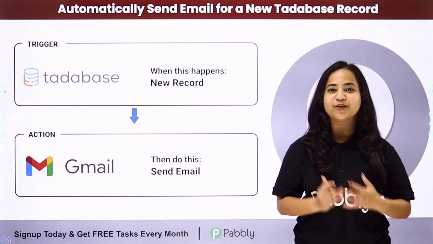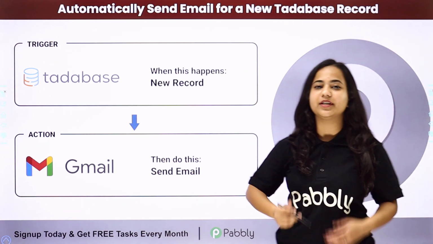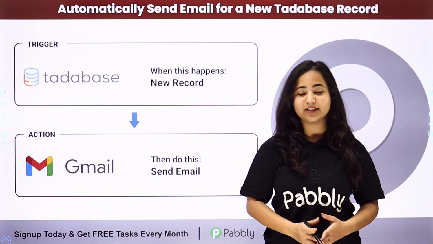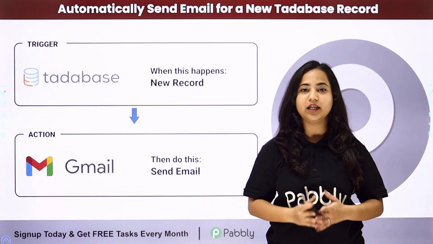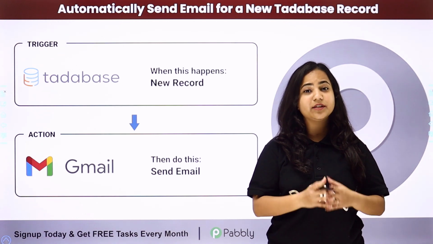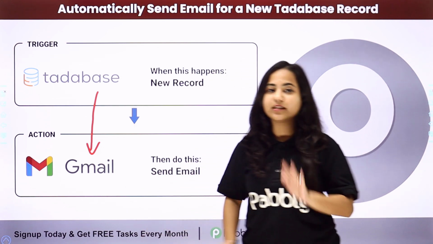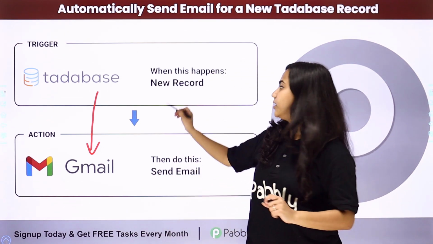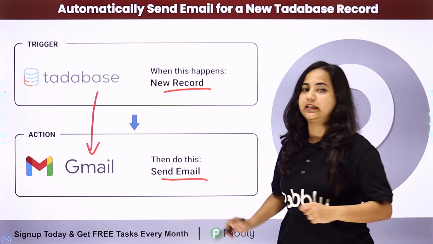Today in this video we are going to see how to automatically send email for a new Tadabase record. So here my objective is that whenever I receive a new record in my Tadabase, I want to send an email to the response I have received automatically. For that, I am simply going to create a connection between Tadabase and Gmail in such a way that anytime I receive a new record in my Tadabase, an email would be sent automatically.